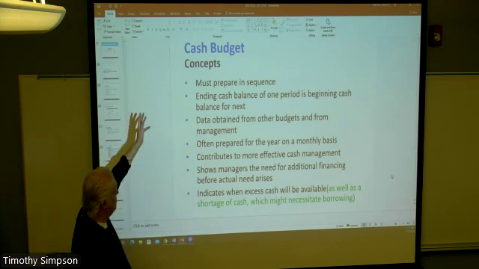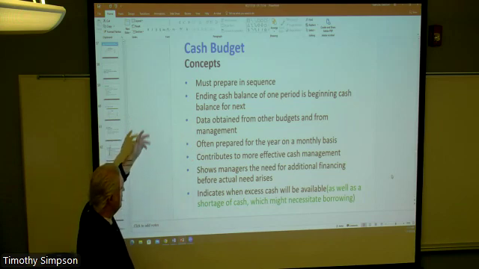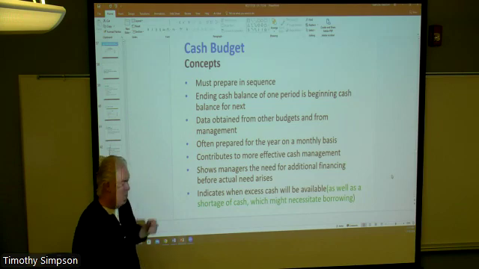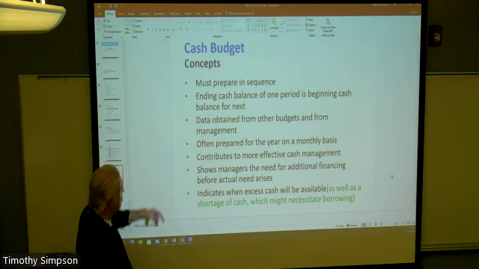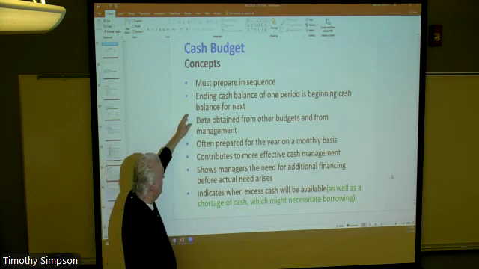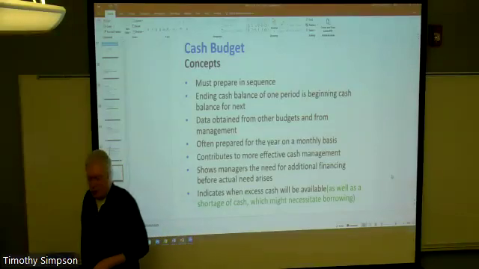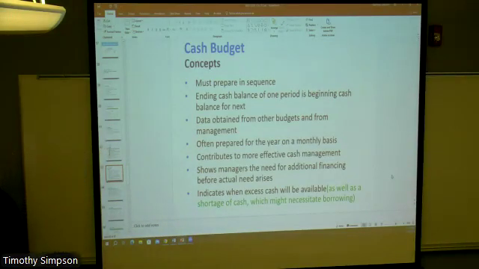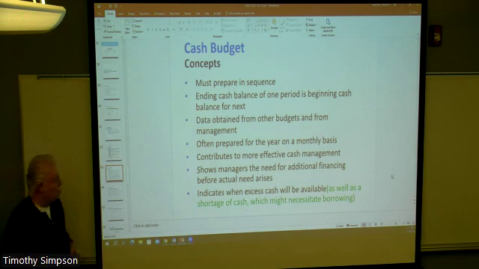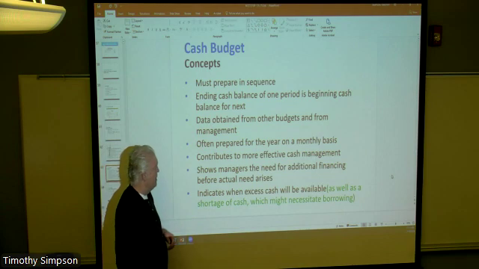But in general, what are some of the theoretical ideas? Number one, they've got to be done in order, and that is the operating budgets are done first, and then we're going to take the ending cash balance of one period, which becomes the beginning cash balance for the next. Not a new concept. We've been seeing this even back in Principles 1, where the ending inventory of one period becomes the beginning inventory for the next. Cash ends 12/31 of one year, and on January the 1st, at midnight, it becomes beginning cash as we start a new motion picture, which is the operating cycle, right?